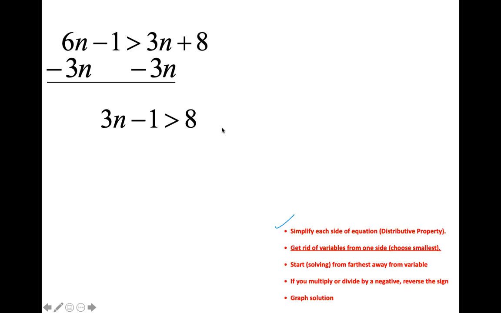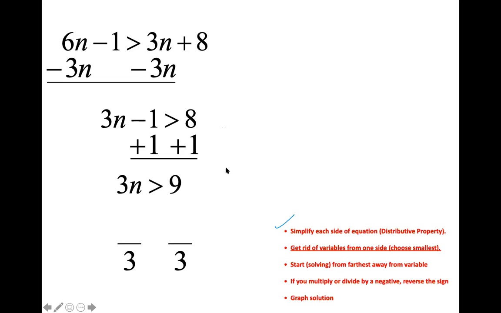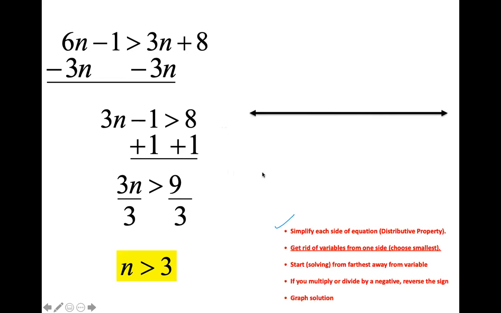So we're going to add 1 to both sides. Gives me a 9. Divide by 3. I'm not dividing by a negative, so I don't need to flip the inequality. And then I graph my answer. So open circle, shade right with a 3, because n is bigger than 3, or the solutions are bigger than 3.